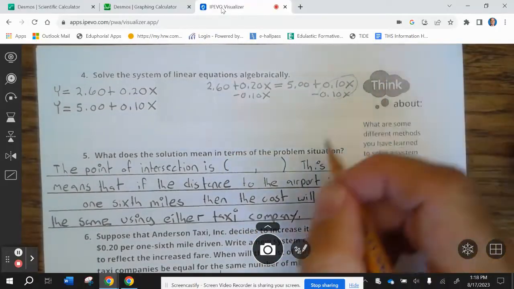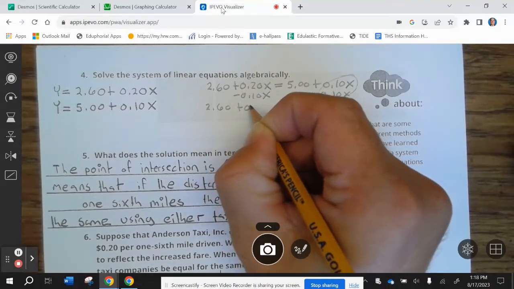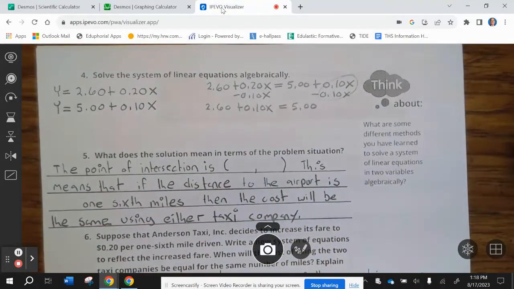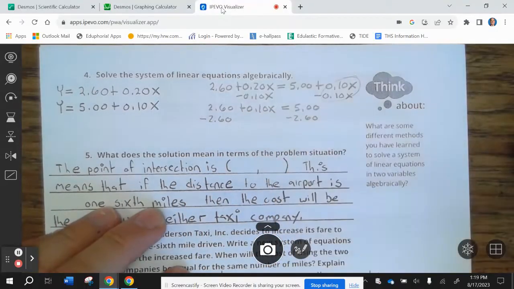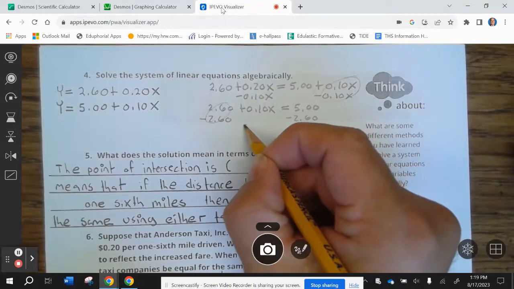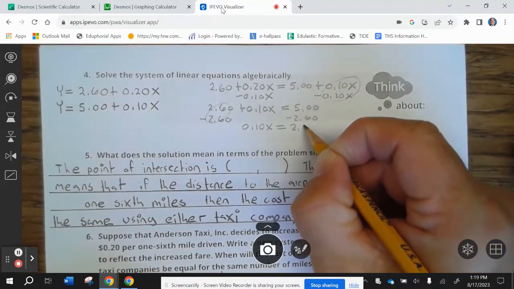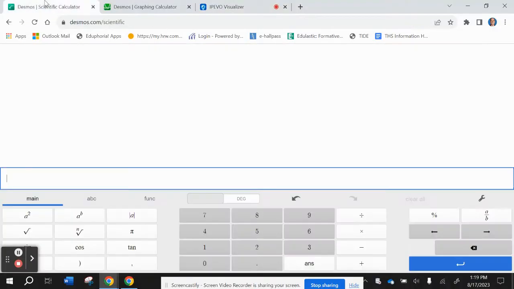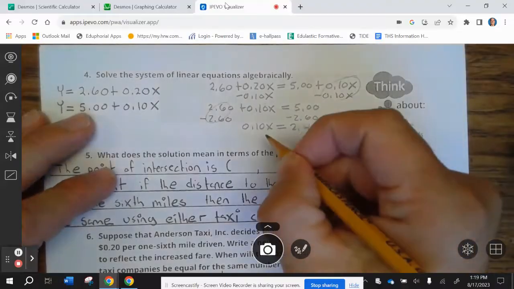This becomes 0. Okay, so then you have 2.60 plus 0.10x equals 5.00. Now we can subtract 2.60 from both sides. This becomes 0. You get 0.10x equals 2.40. And then we just need to divide both sides by 0.10. So 2.4 divided by 0.10 is 24. So x equals 24.